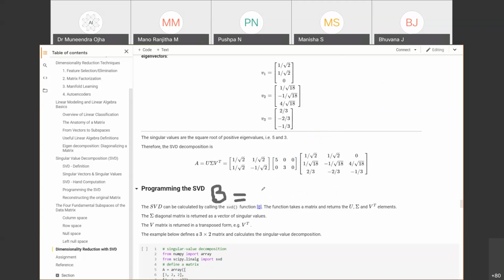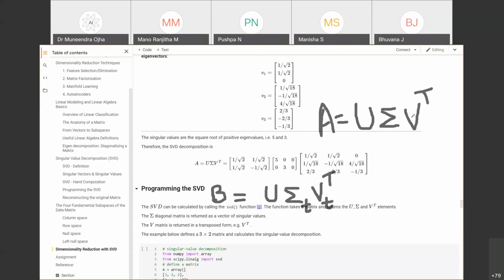B is an approximation of A: U, the complete U, sigma is a truncated sigma, so let us call it sigma t, and then Vt, which is the transpose. The original transpose is also truncated because one row has been removed. So now instead of A, which was originally U sigma V transpose, it has been converted to B, where B is U, sigma truncated and Vt truncated.